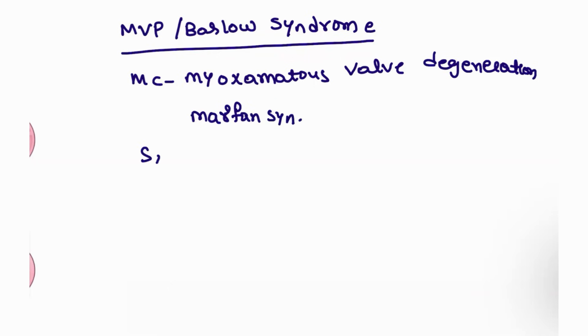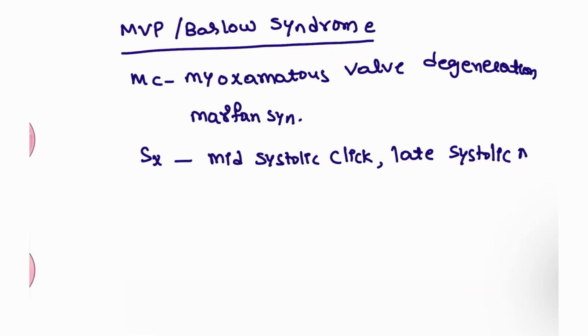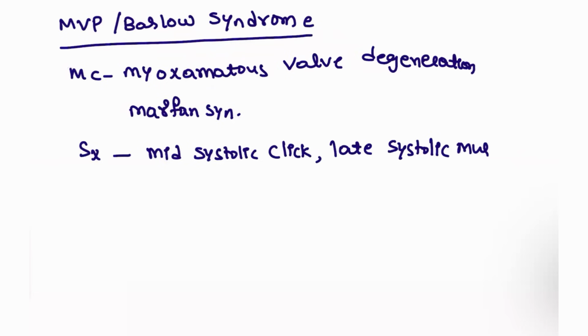And what are the symptoms of this patient? The first one, on examination, you are going to hear the mid-systolic click and a late systolic murmur. This is seen in patients with mitral valve prolapse. Atypical chest pain will be seen, and recurrent syncope attacks.